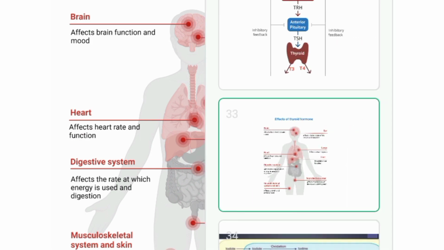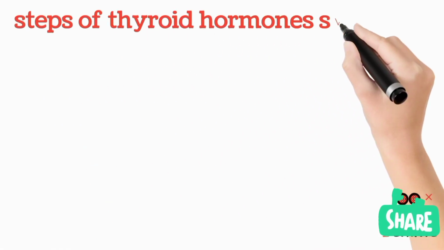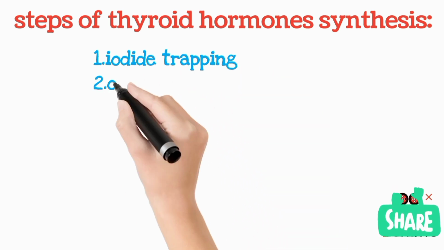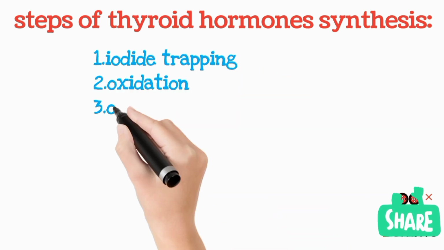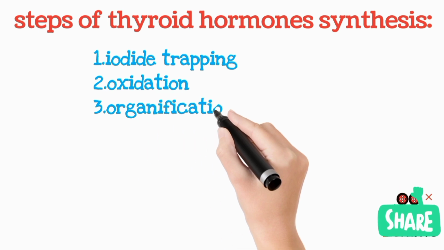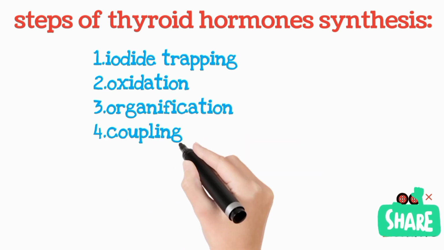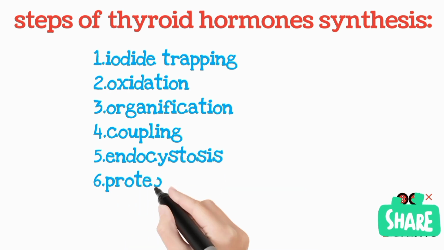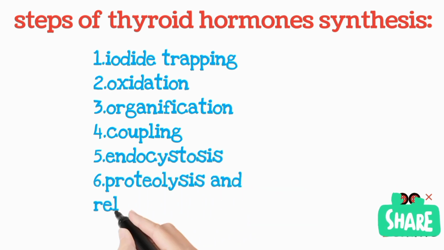Then we can discuss the synthesis of thyroid hormone. Steps of thyroid hormone synthesis include iodide trapping, then oxidation of the iodide into iodine, then organification, then coupling, and finally endocytosis, and then proteolysis and release of thyroid hormones from the thyroid follicles. I will explain all these steps one by one in a diagram in the next slides.